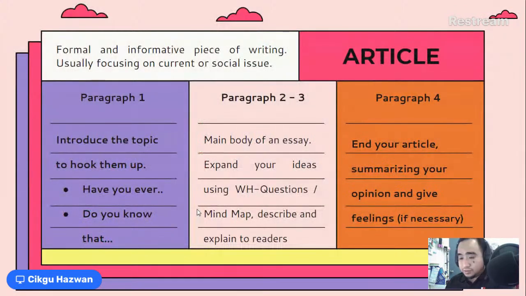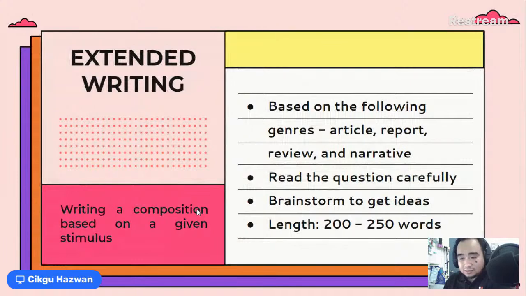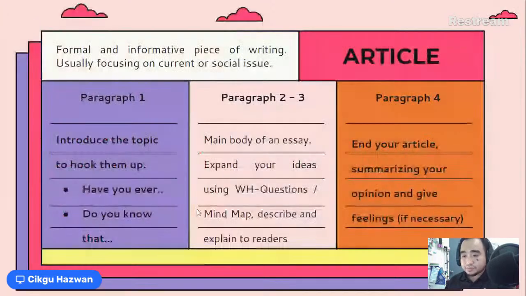Okay, so first thing first, kita ada article. What's an article? You read a lot of articles from newspapers, from magazines. So that is the article we are looking for. So article is a formal and informative piece of writing. It is formal but informative. So it cannot be too informal. You write as if you are talking to your reader. That's how I put article. Write as if I am talking to you.